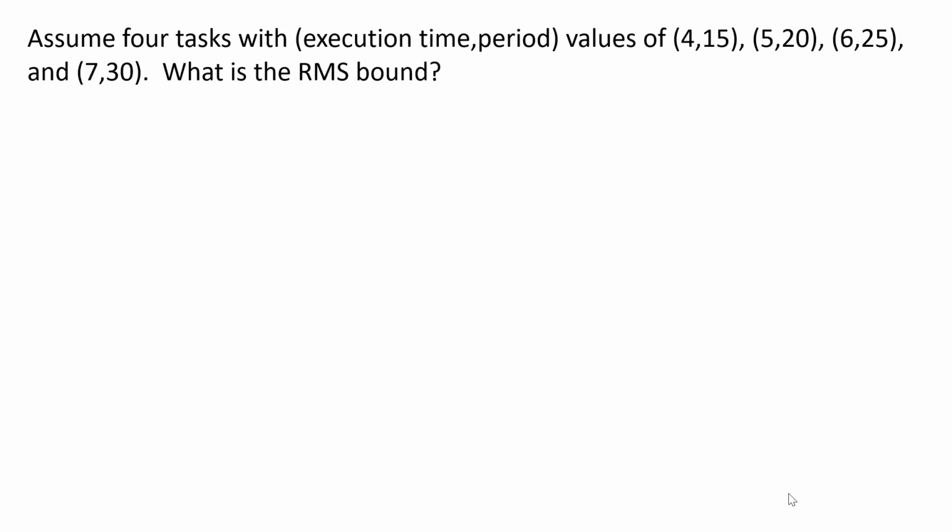Assume four tasks with the same values. What's the RMS bound? There's actually more than one RMS bound. I think the one that I presented in class is the latest one. The idea is that for each task, you multiply 1 plus the ratio of execution time over period. You multiply those up, and if the product is less than or equal to 2, then it's guaranteed to be schedulable. If that's not the case, then it may or may not be schedulable.